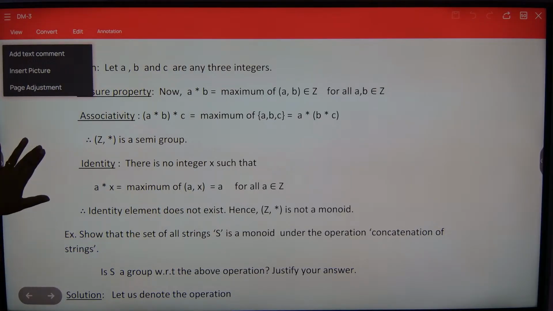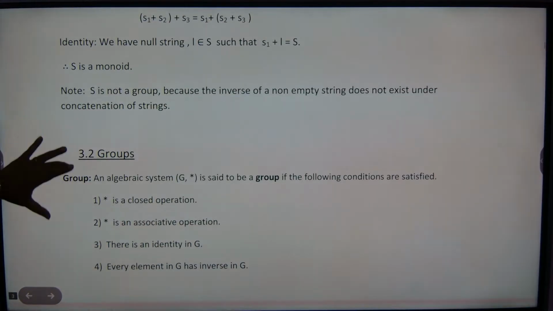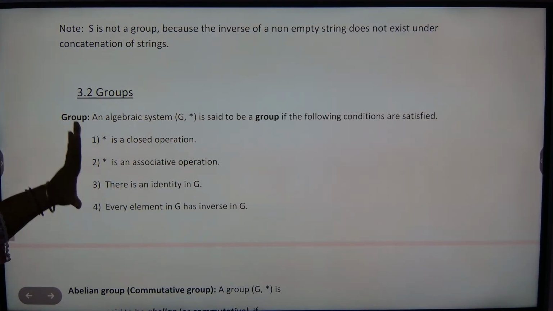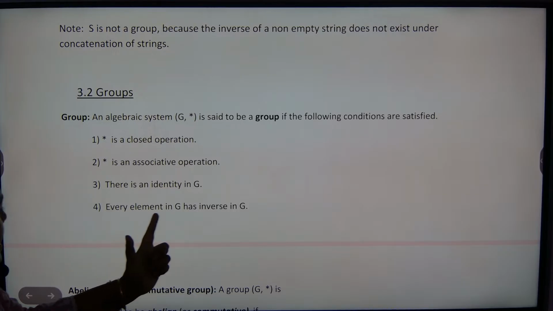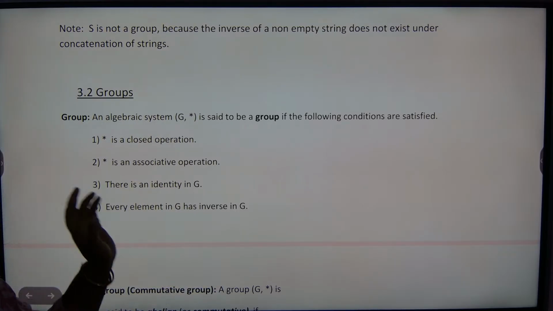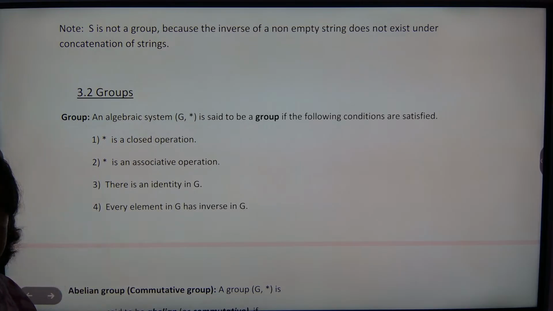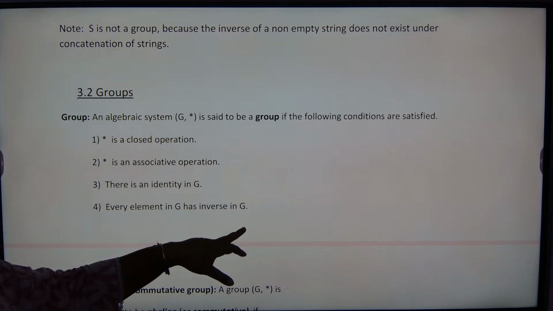বাকি এগুলো ওয়ার্ড আছে, এগুলো দেখে নেবে। The idea we have already done. So this is the main thing, group with 4 properties: close, associativity, identity. Then every element of that set must have the inverse in G. That inverse must belong to G. Identity must belong to G. Okay, G. This is important.